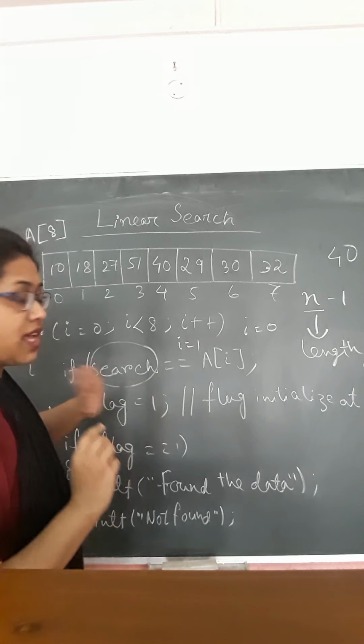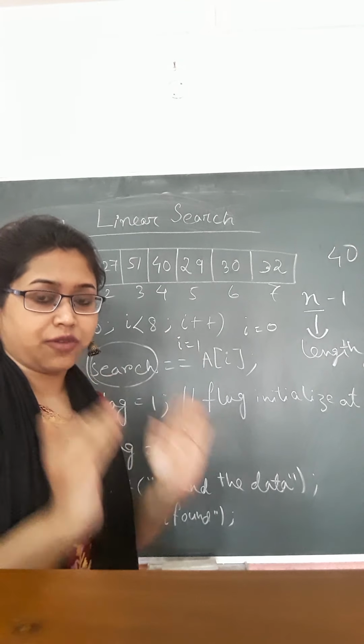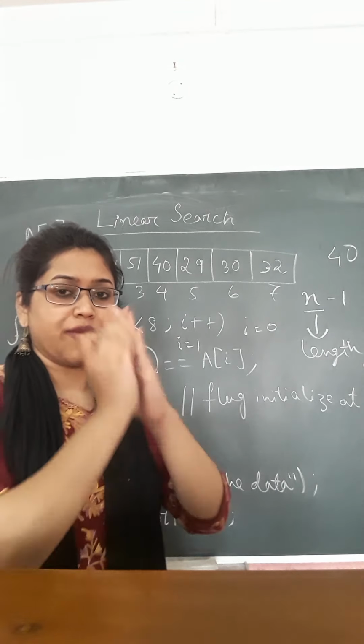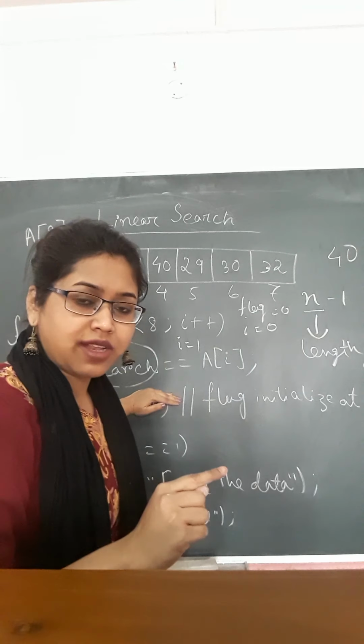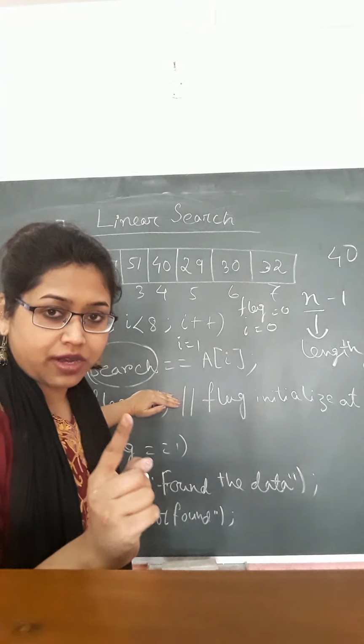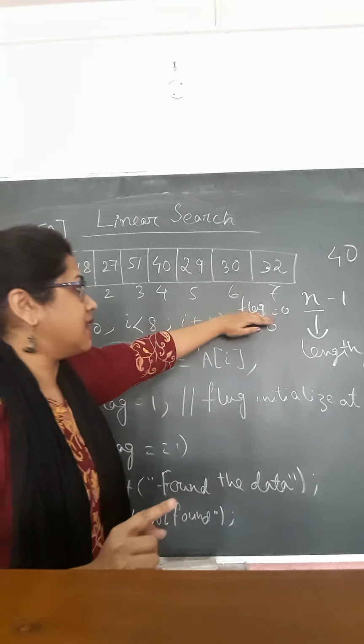That means my flag is still not 1. The function of the flag value is that when we get the searching element, we will set the flag value to 1. The flag is like a boolean value. If I get the searching element, or the search is successful, I can declare the flag is 1, meaning I have got the element. The initial value of the flag is 0. So till now my flag value is not 1. When I get the value, then I will make the flag value 1. So till now my flag value is 0.